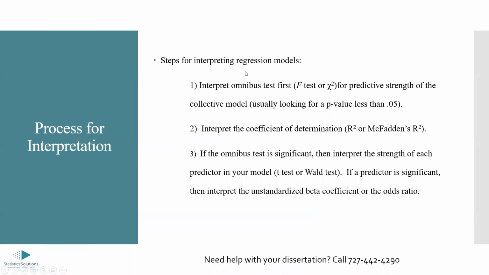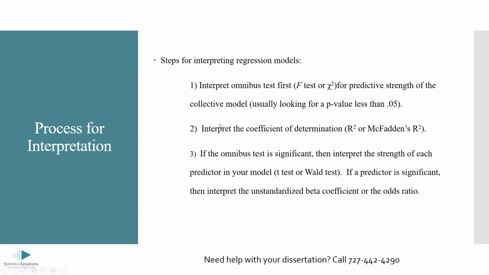Okay, so once you run the regression model, there are 3 steps that you should follow. The first thing you want to do is interpret your omnibus test. If you're doing a linear regression, you're going to look at an F-test. If you're doing a logistic regression, you're going to look at a chi-square value. And significance is usually denoted if the p-value is less than 0.05.